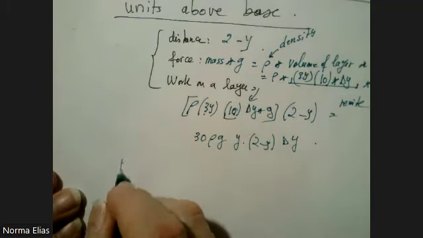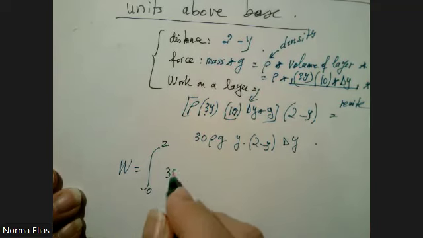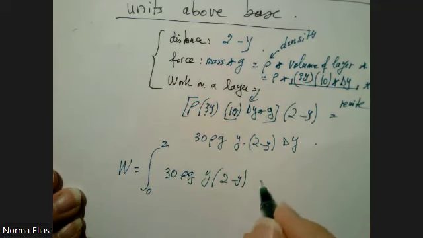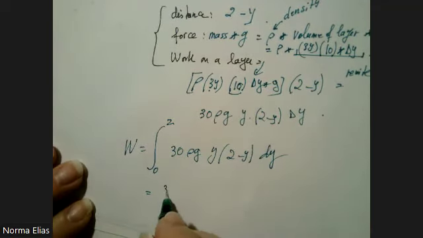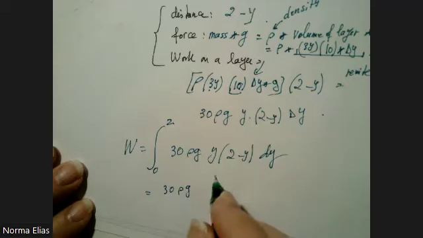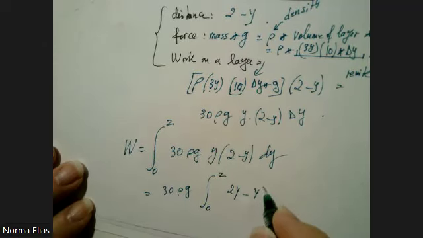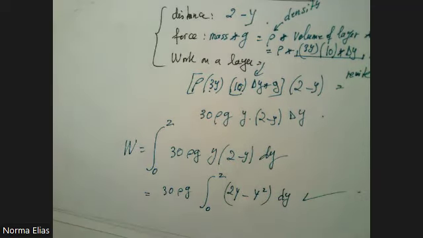So the total work is going to be the integral from 0 to 2 of this piece right there, which is not hard at all as far as integration is concerned. Okay, so we're going to get those out. Integral from 0 to 2 of 2y minus y squared dy. All right?